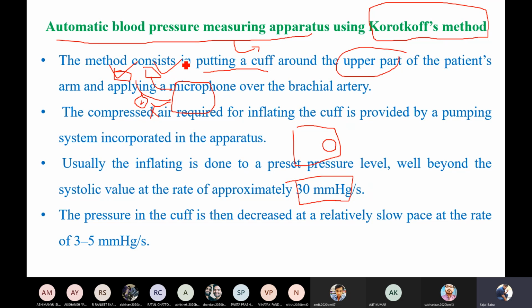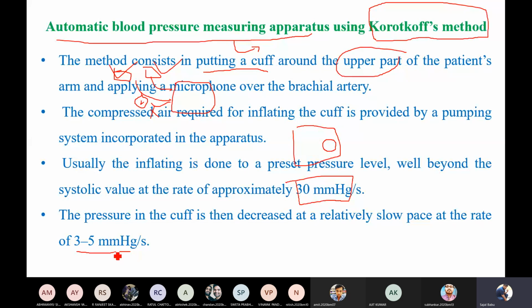Okay, so now what happens? Now the pump starts deflating. Not the pump, there will be a valve there, a pressure valve. So now the pressure valve will start deflating because the pump had inflated the cuff up to 150 or 180 mm of Hg, right? It starts deflating at a rate of 3 to 5 mm of Hg. That means for 1 second it is going to decrease 3 to 5 mm.